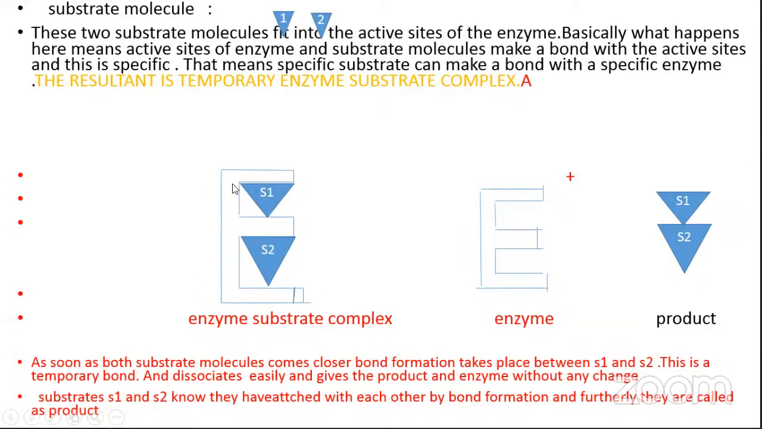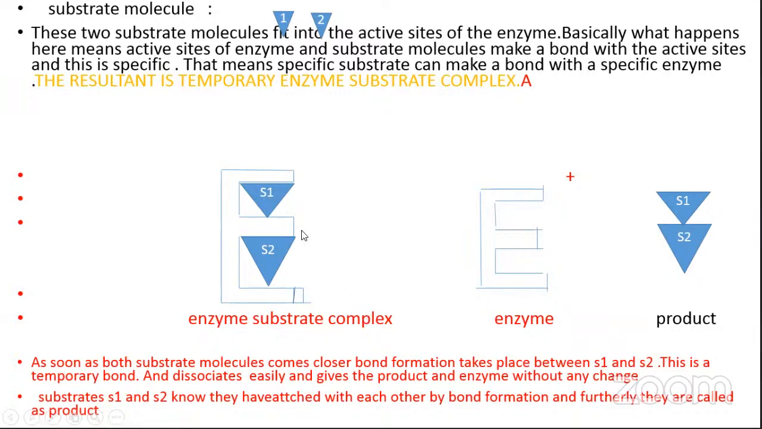site. So two substrate molecules are taking part in the reaction, and they come and sit in the active site, maintaining the enzyme and substrate specificity. Based on that, the substrate molecules make a bond with the active site and give a complex, which is temporary, and that complex is not permanent. So this temporary complex is called an enzyme substrate complex.